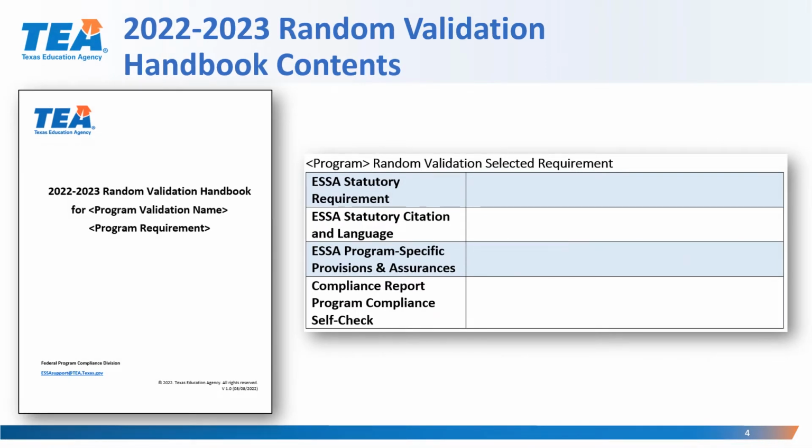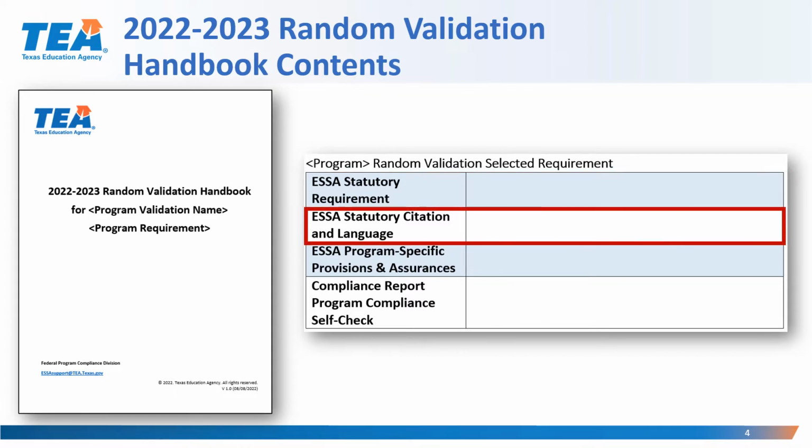The next section of the handbook includes a table that describes information related to the particular random validation requirement that was selected. The first item that's described is a general description of the statutory requirement.